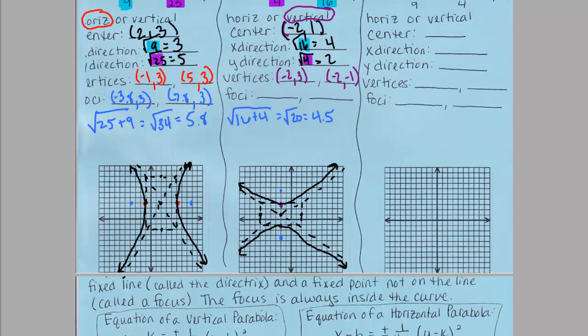This one, we're going to go to the left, 1, 2, and up 1, 2, 3, 4, 5.5. And for the other one, we're going to go over 1, 2, and down 1, 2, 3.5.